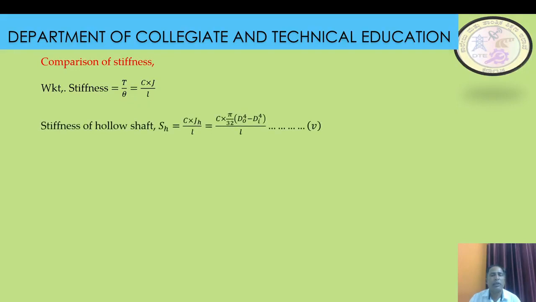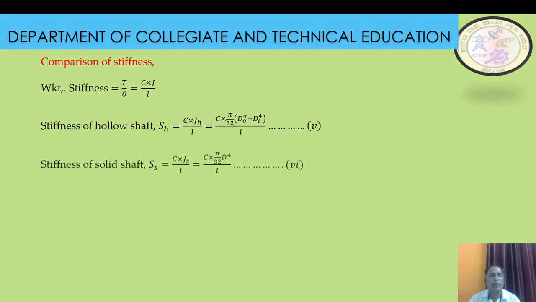Stiffness of the hollow shaft, SH, is equal to C into JH, that is the polar moment of inertia of the hollow shaft, divided by L. As you know, the polar moment of inertia of the hollow shaft is pi by 32 into do raised to 4 minus di raised to 4, divided by L. Call this equation 5.